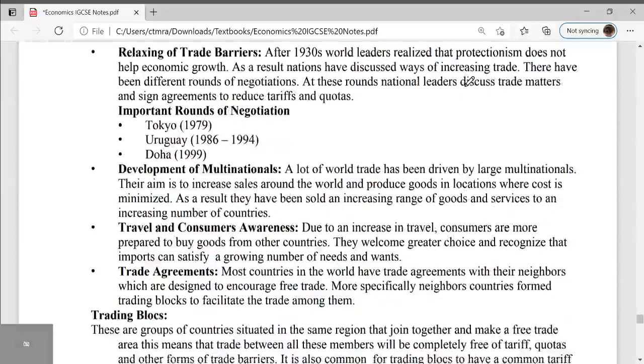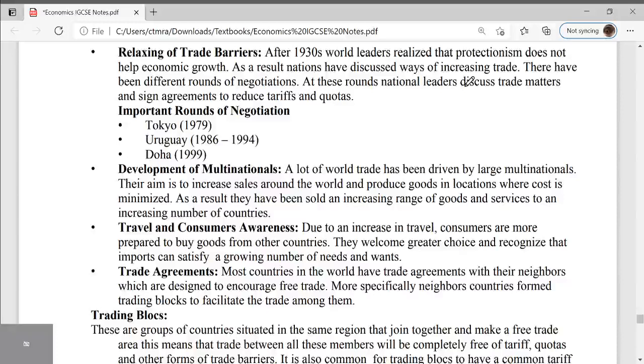Next, we have development of multinationals. So multinational companies are also improving a lot. Okay, so these are large firms who are trading in many countries and also selling goods and services to many countries. So this is leading to an increase in global trade.